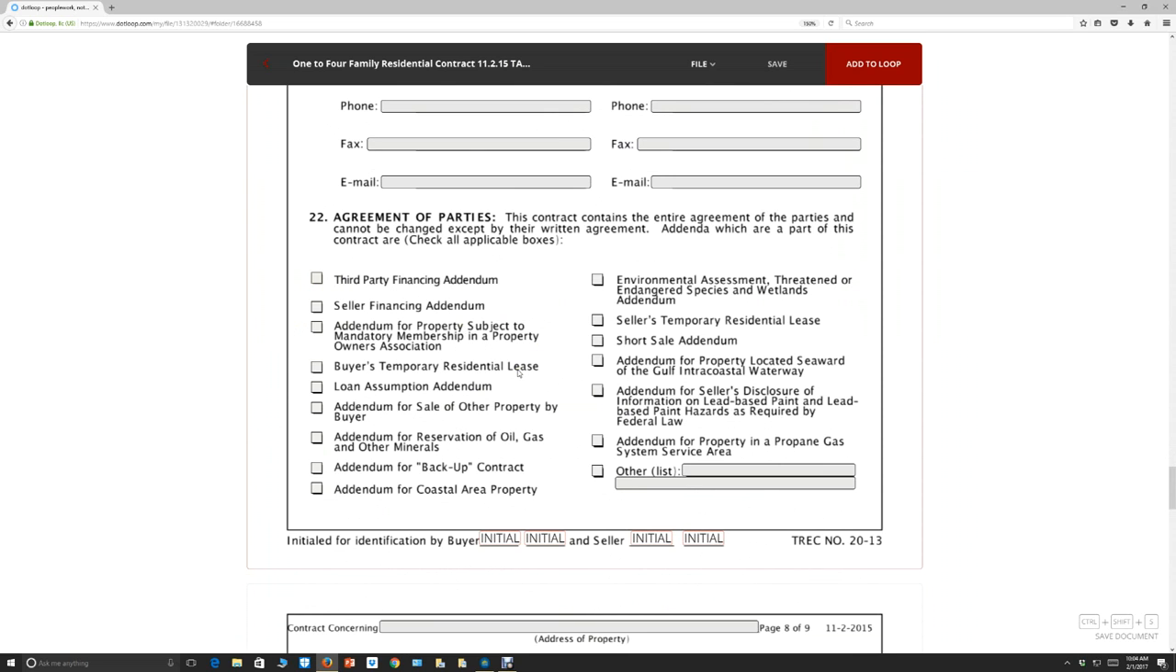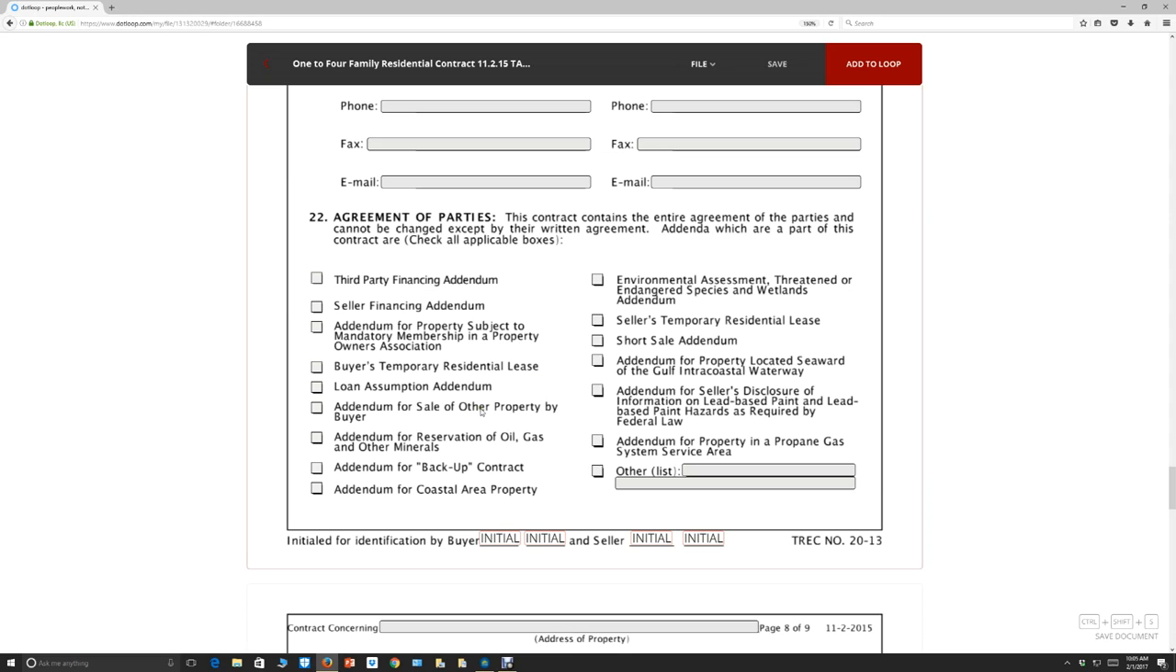I hate buyers' temporary residential leases. Allowing a buyer to move in prior to closing is a really, really difficult idea. Very challenging. Buyers will move in. They will continue to request repairs. They will find things in the home they don't like. They are completely unmotivated to close at that moment in time. So be careful. Please don't use this form very often at all.